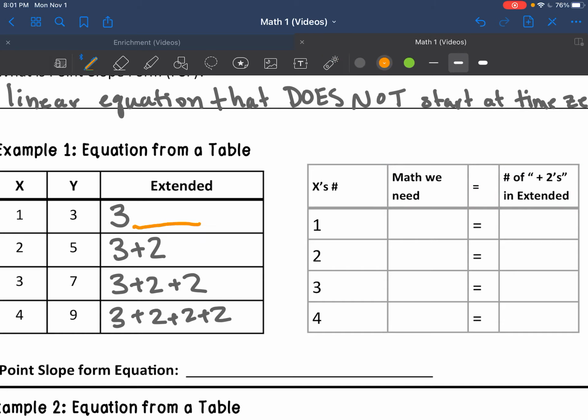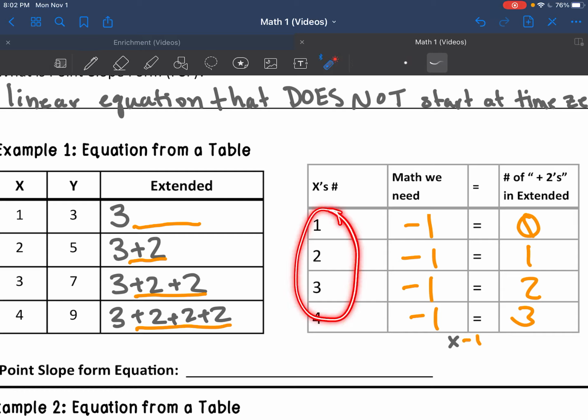How many 2's did we add in this first row? We added 0. How many 2's did we add in the second row? 1. Next row, 2. Last row, 3. So what math can we do with this 1 here to put inside this box so that it equals 0? We can subtract 1. 2 to get 1, we subtract 1. 3 to get 2, we subtract 1. 4 to get 3, we subtract 1. So every x that we dealt with, we subtracted 1. Remember again, all of these are x's, and we subtracted 1. That's why I have this x and this minus 1.